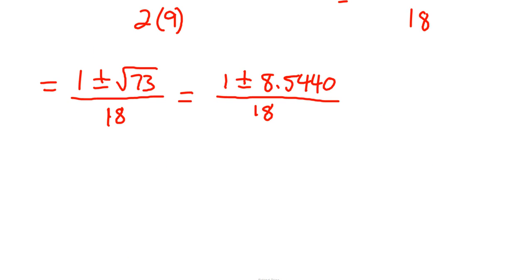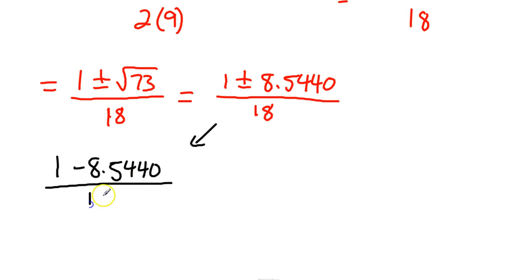Okay, so doing the 2 parts. We're going to do 1 minus 8.544 over 18. So if we do minus 1, that's 7.554 divided by 18. So we divide that by 18, and I'm getting that that's 0.419, so that would make that about 0.42, negative 0.42.